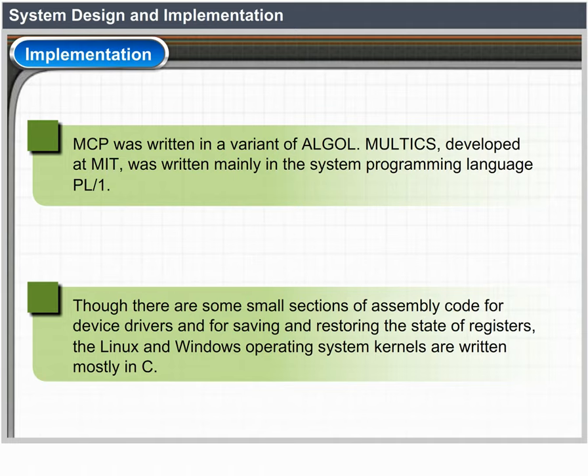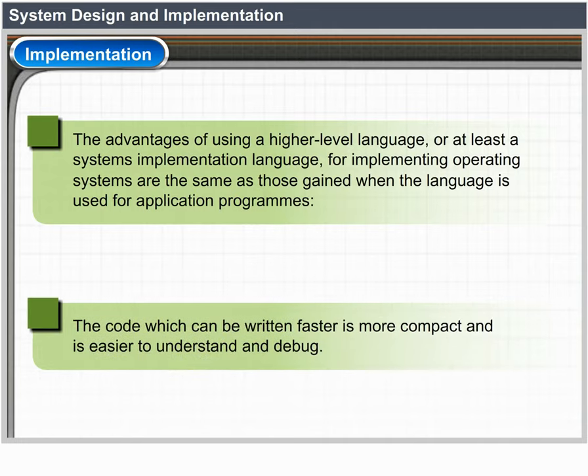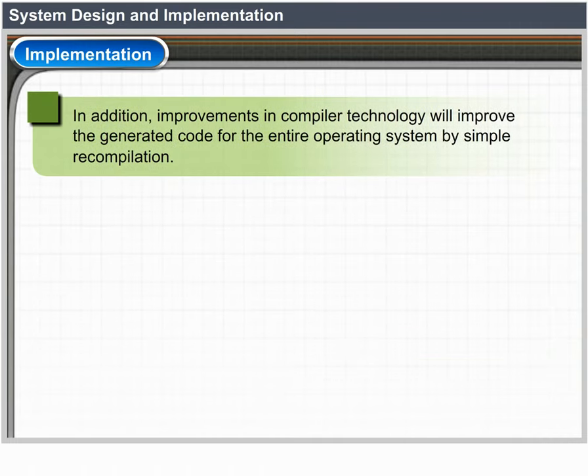The advantages of using a higher level language, or at least a systems implementation language, for implementing operating systems are the same as those gained when the language is used for application programs. The code can be written faster, is more compact, and is easier to understand and debug. In addition, improvements in compiler technology will improve the generated code for the entire operating system by simple recompilation.